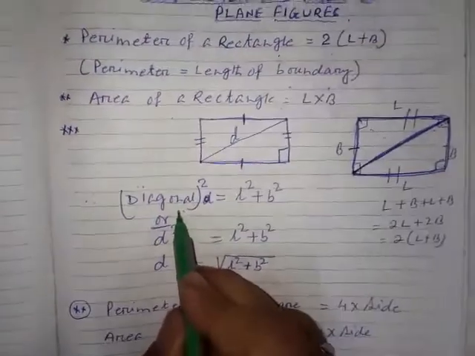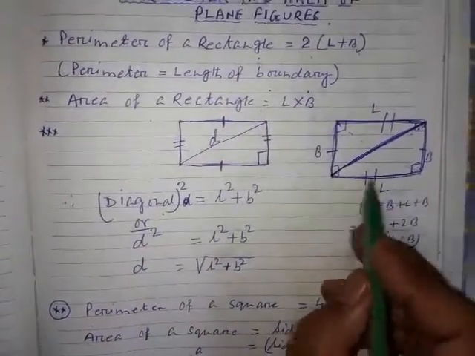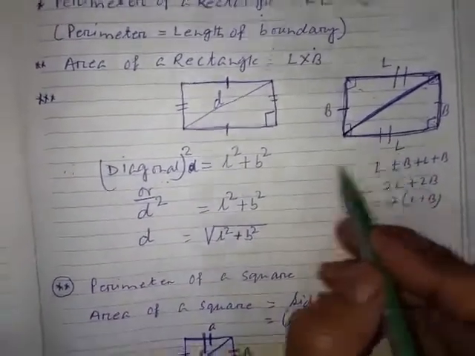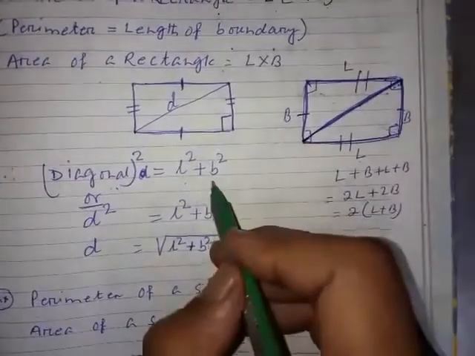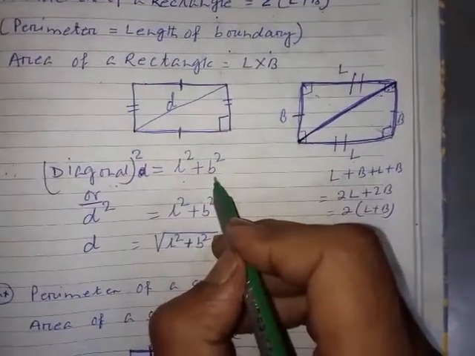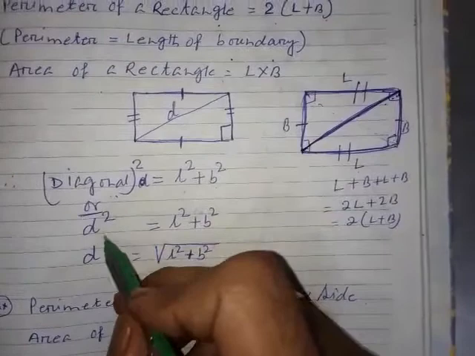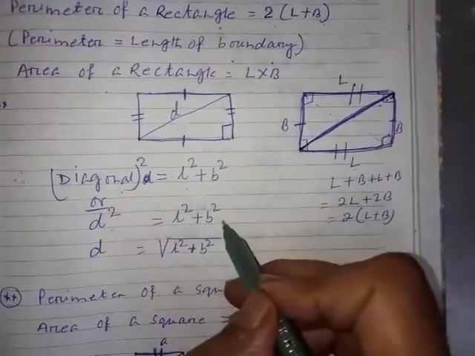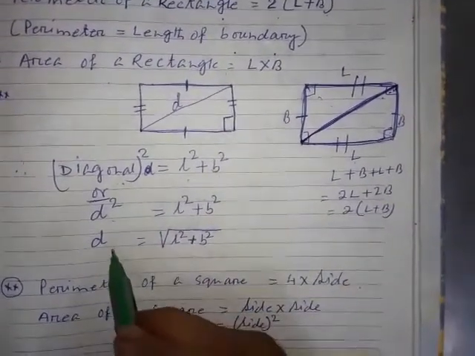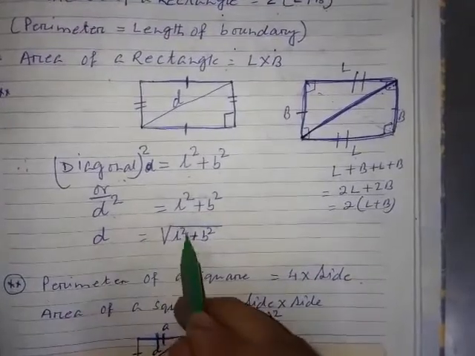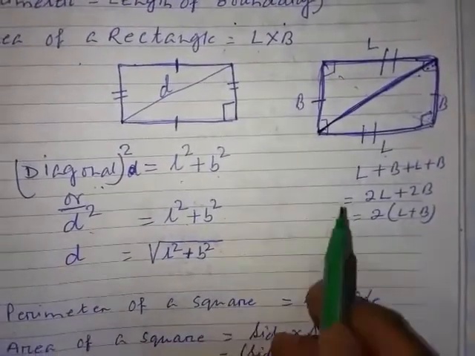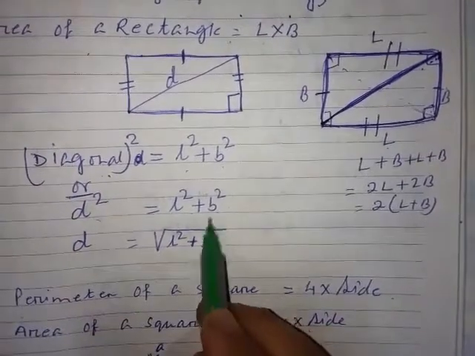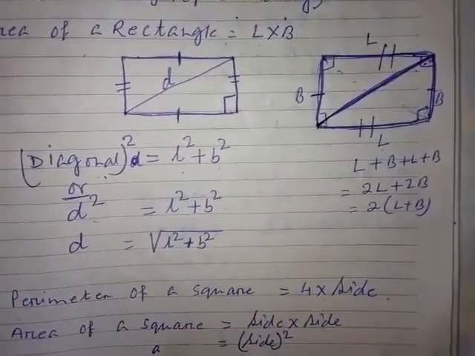I am writing diagonal squared is equal to base squared. What is the base here? L. So I am writing L squared plus, what is the height here? B. So I am taking B squared. So directly I can write D squared equals L squared plus B squared. Now if you want to find D, D equals root over of (L squared plus B squared). I hope it is clear to you. D squared is this much, so how to find D? Just put the square root sign.